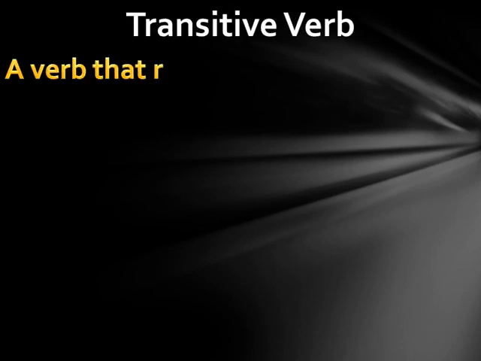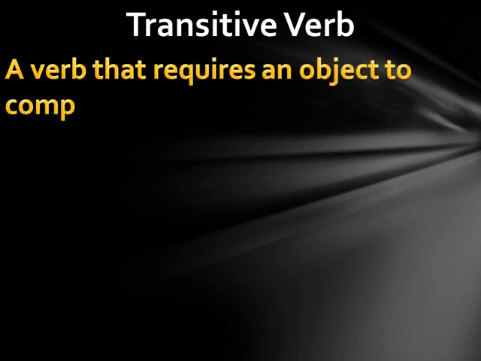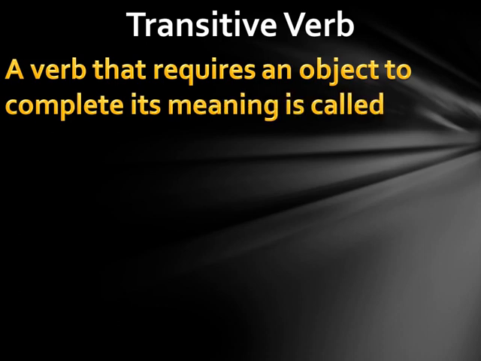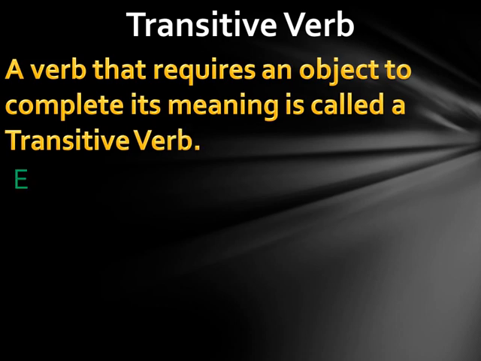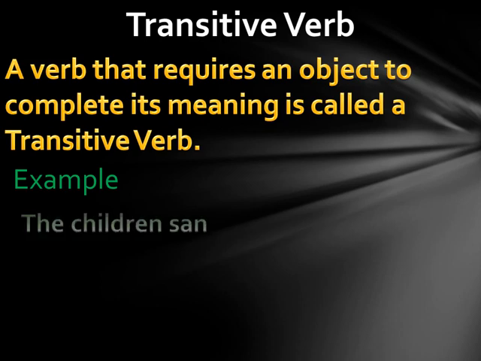Transitive verb. A verb that requires an object to complete its meaning is called a transitive verb. Now let's take example to understand it more clearly. The children sang a song.